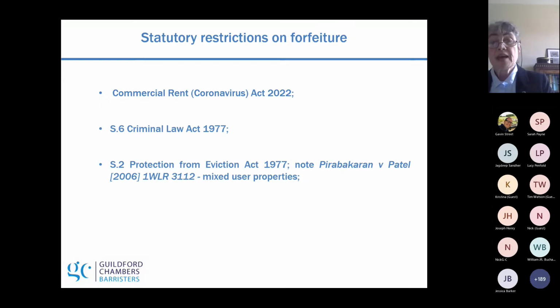Section 2 of the Protection from Eviction Act 1977 prohibits peaceable re-entry of premises let as a dwelling if anyone is lawfully residing in the premises. In the case of Parabakaran and Patel, it was held that let as a dwelling means wholly or partly as a dwelling. And so this means that the provision applies to mixed user premises. Now, the net effect of the last 2 provisions is to restrict peaceable re-entry in practical terms to commercial premises out of business hours.